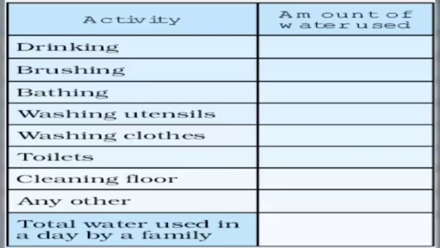You can make a table in this way. See, on left side activities are mentioned, and in right side you have to write how much amount of water is used for these activities. It means we are trying to estimate the amount of water used by us in a day.